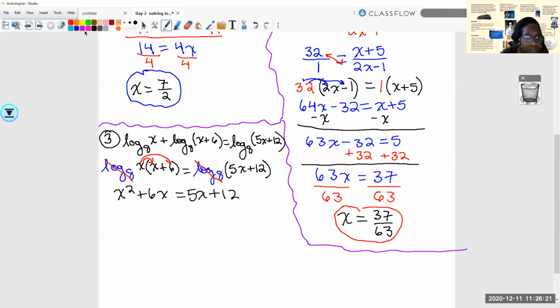Combine your like terms on opposite sides. So quadratic equal to 0. So we have x squared minus 5x. Oops, I have to add. You add that, it's just positive x.